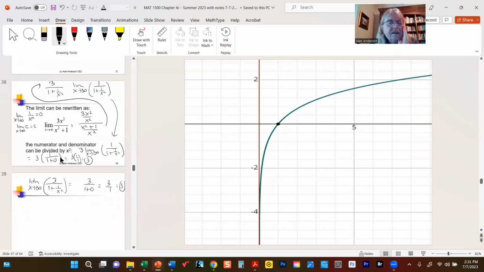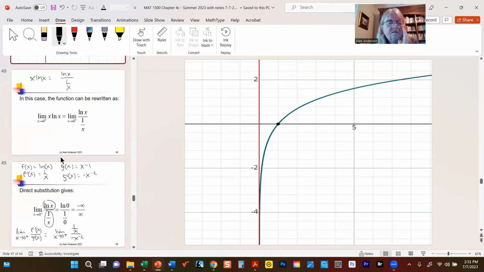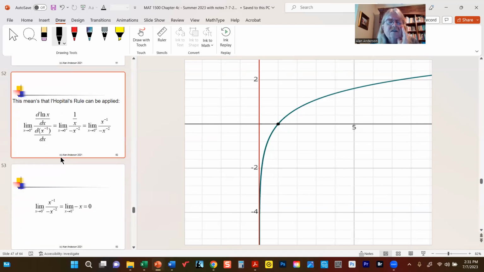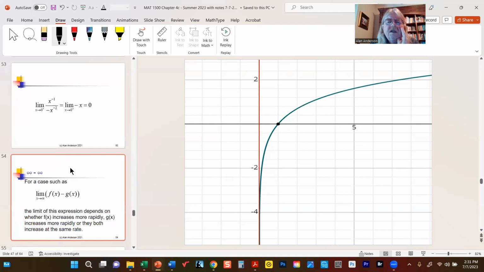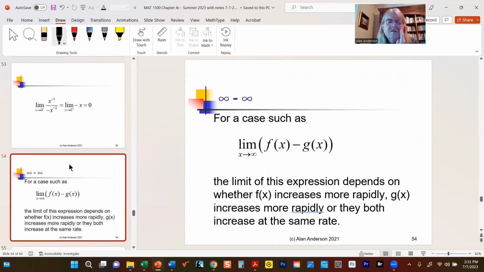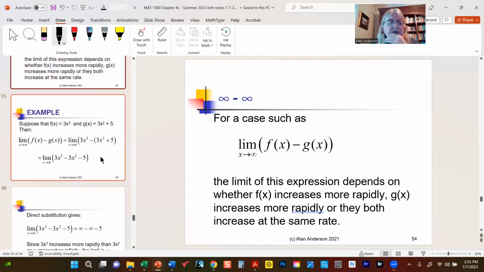Now, what about this case? By the way, each one of these cases is probably going to be treated a little differently. Infinity minus infinity. Oh my God, now what? So we have something like this, the difference between two functions, and as x goes to infinity, direct substitution gives us infinity minus infinity. Well, what do we do about it? It's going to depend on which of these two functions has the higher degree. Okay, so let's look at this case.